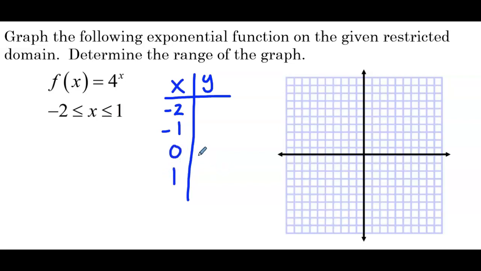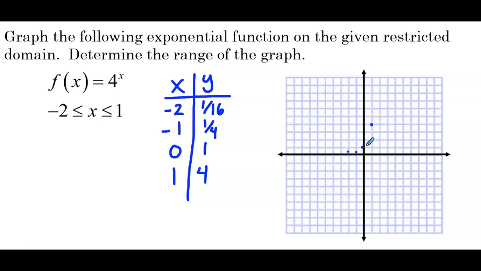That's it. Okay, so 4 to the 0, that's 1. 4 to the first, that's 4. 4 to the negative first, well, that's 1 over 4 to the first, which is 1/4. And then 4 to the negative second, that's 1 over 4 squared, which is 1/16. Okay, so -2, 1/16, -1, 1/4, 0, 1, 1, 4.